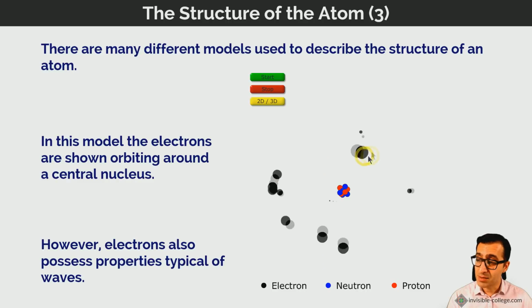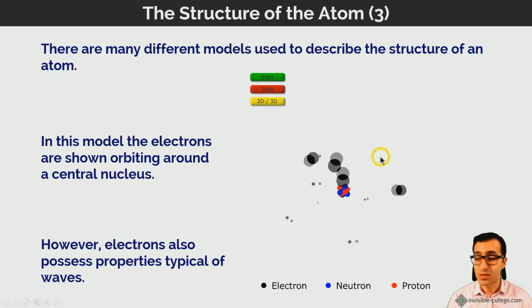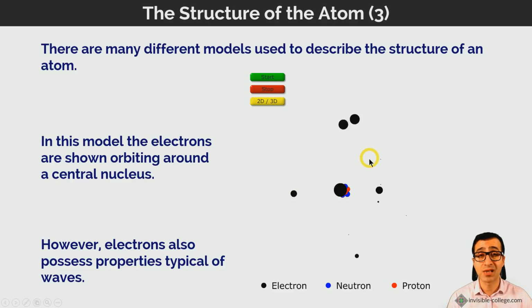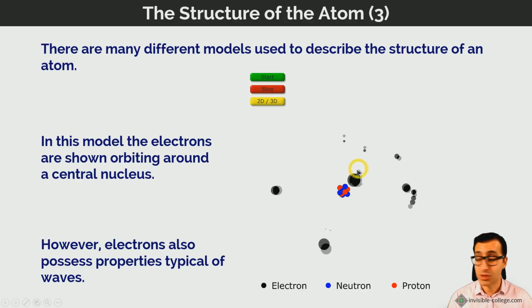Now again, this animation shows electrons as though they are particles, but they can equally well be modeled as waves. They show some of the same properties as waves. They can show refraction, for example. They can show diffraction, and so on.